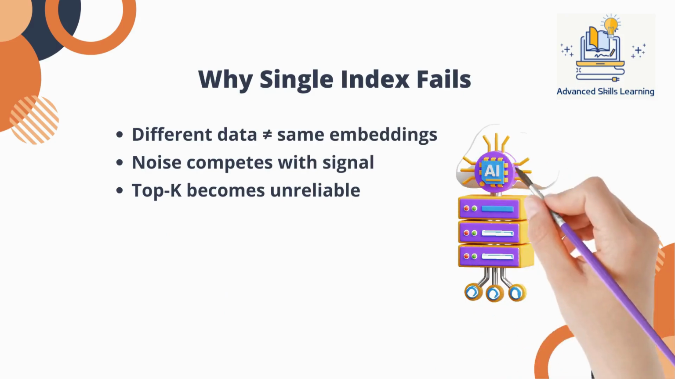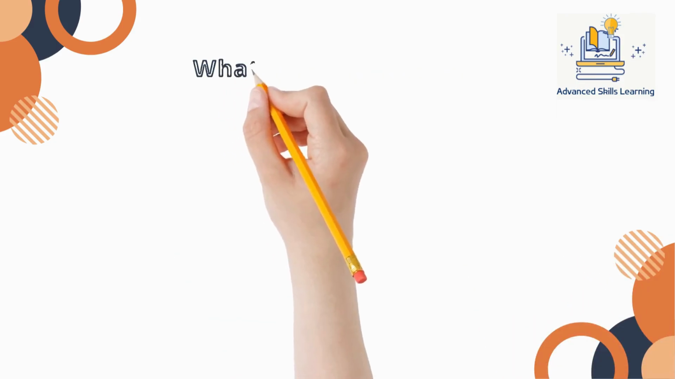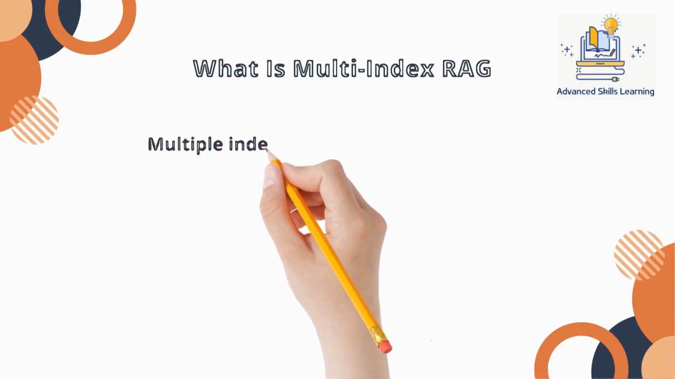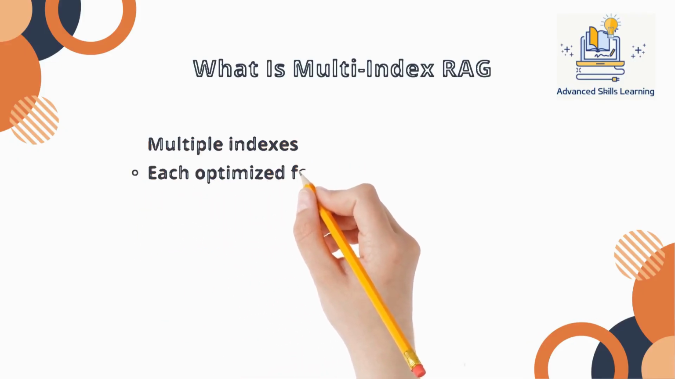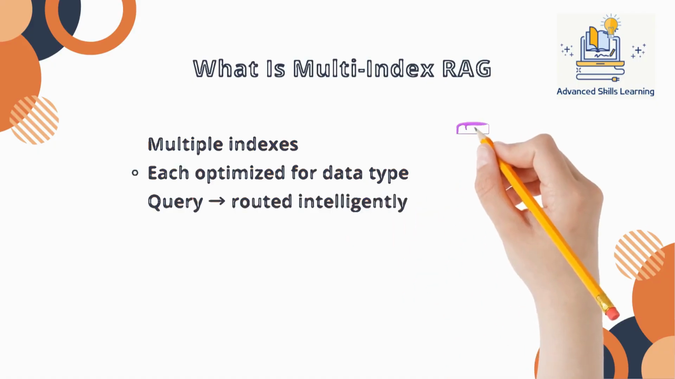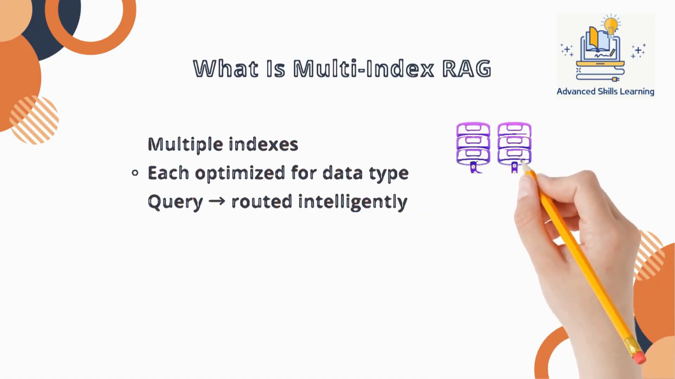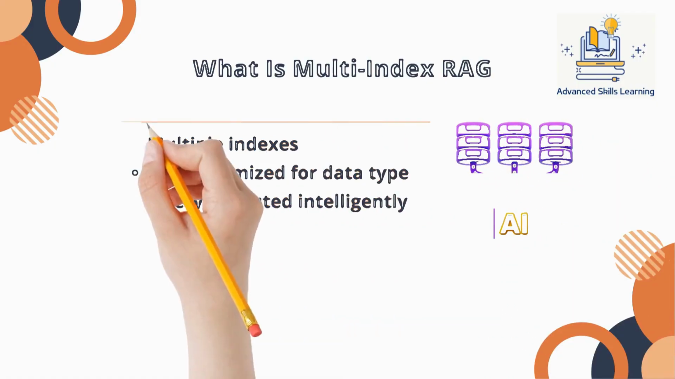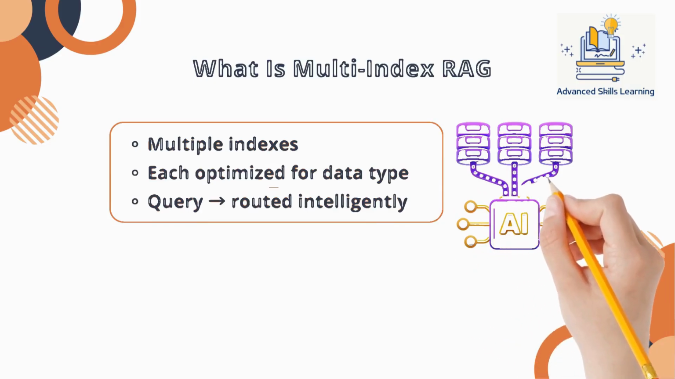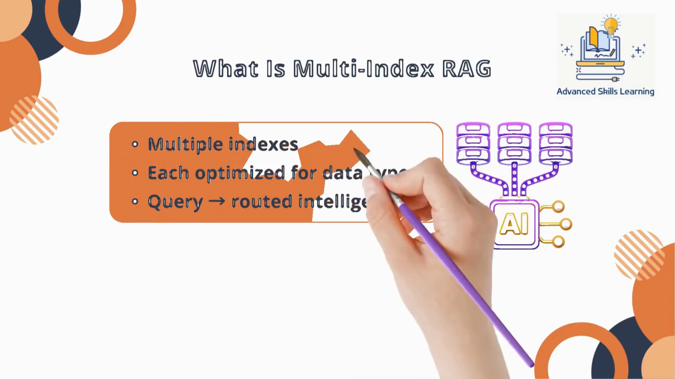Multi-index RAG solves this by separating your data into multiple indexes. Each index is optimized for a specific type of data or retrieval strategy. Instead of forcing everything into one space, you organize retrieval around intent. A query is first analyzed, then routed to the most appropriate index, or sometimes to multiple indexes, before results are combined into a final answer.